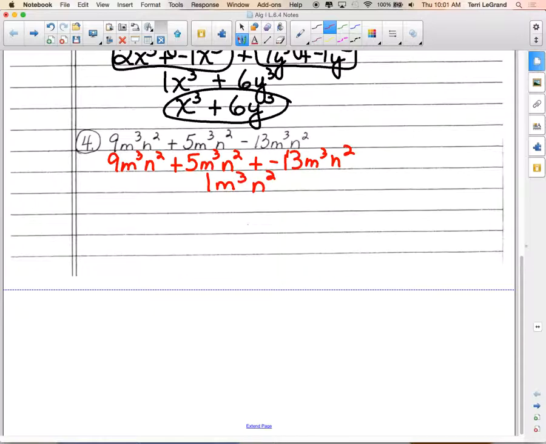Is that how we see it in an answer bank? No, they would take away the 1. They'd clean it up to be m cubed n squared. M to the 3rd power, n to the 2nd power.